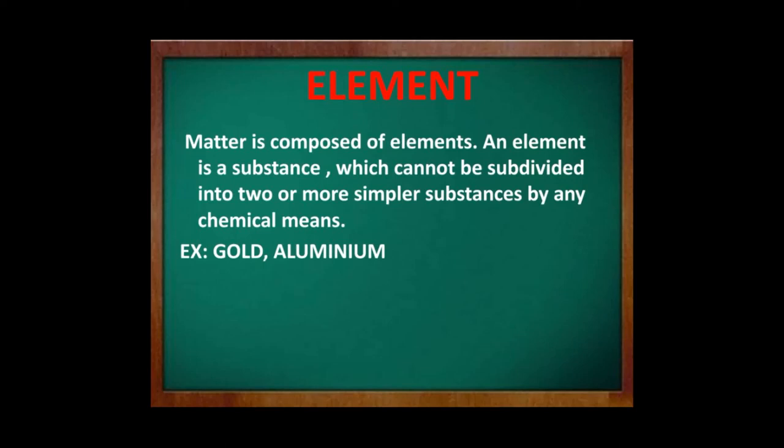So, matter is made up of elements. An element is a substance which cannot be subdivided into two or more simpler substances by any chemical means. What does this mean? Basically, all matter is made up of elements, and elements cannot be divided further. For example, gold and aluminium are elements.